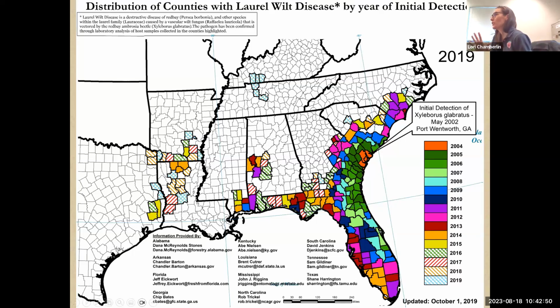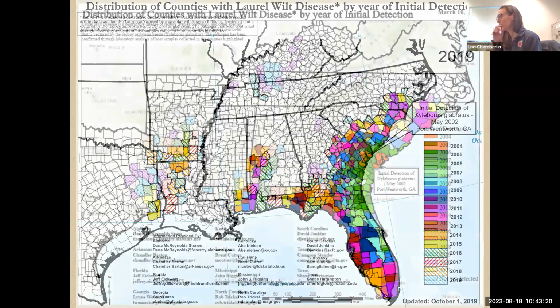This was really concerning for us in Virginia because we were focusing all of our survey efforts in Southeast Virginia, because that's where we have red bay trees. We were just assuming that the disease would come up the coast and enter Virginia along the coast there in Southeast Virginia where we have red bay. But then when we saw Kentucky and Tennessee detect this disease on sassafras, we realized that we needed to be surveying other parts of Virginia as well.